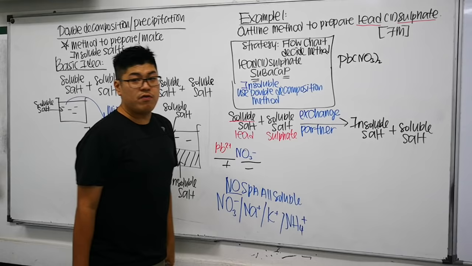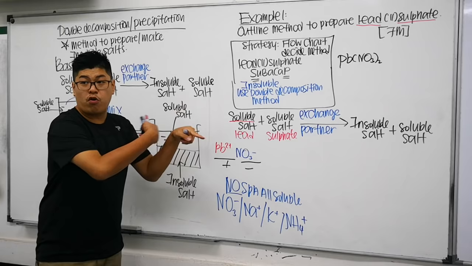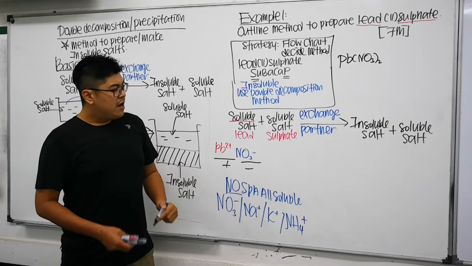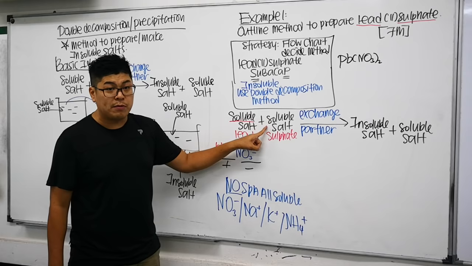Because Pb2+ and NO3-, when the charges are different, just do the cross method. Do you understand how I got it? Good, so I know my first raw material. Let's go for the second one. Now I'm looking for another raw material. This raw material has to be a soluble salt, and it must give me sulfate.